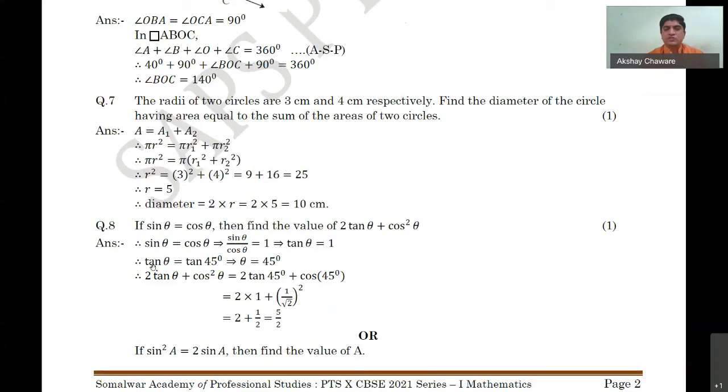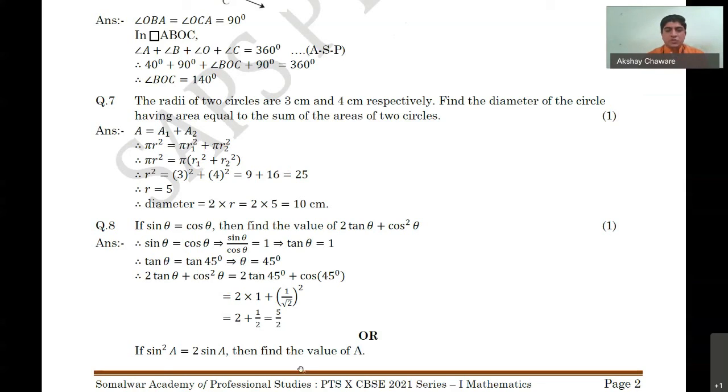Now since the trigonometric functions are same, we can equate their angles. So we will get theta is equal to 45 degree, and 2 tan theta plus cos square theta is 2 tan 45 plus cos 45. Again here we will use the trigonometric table to put the respective values of tan 45 and cos 45, and after simplification we will get the answer as 5 by 2, right?